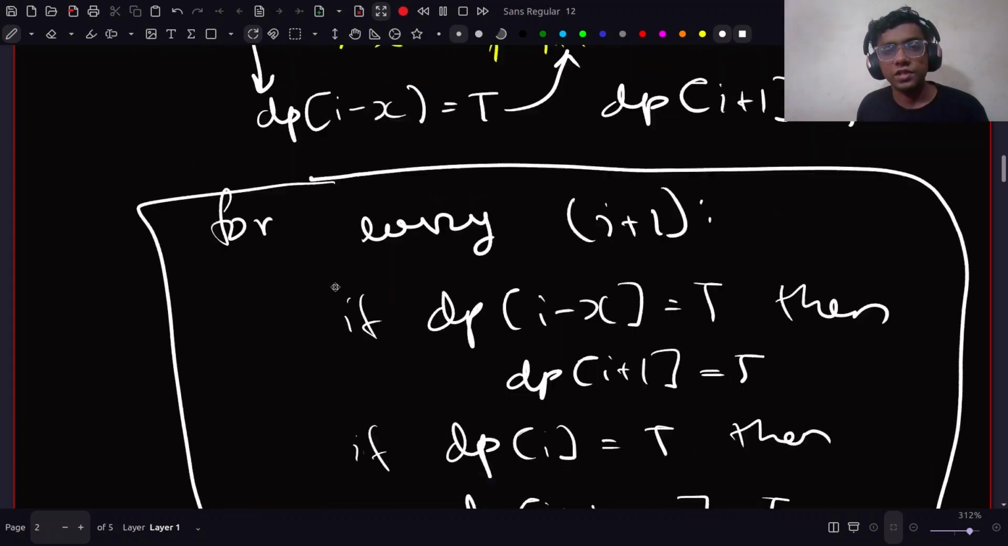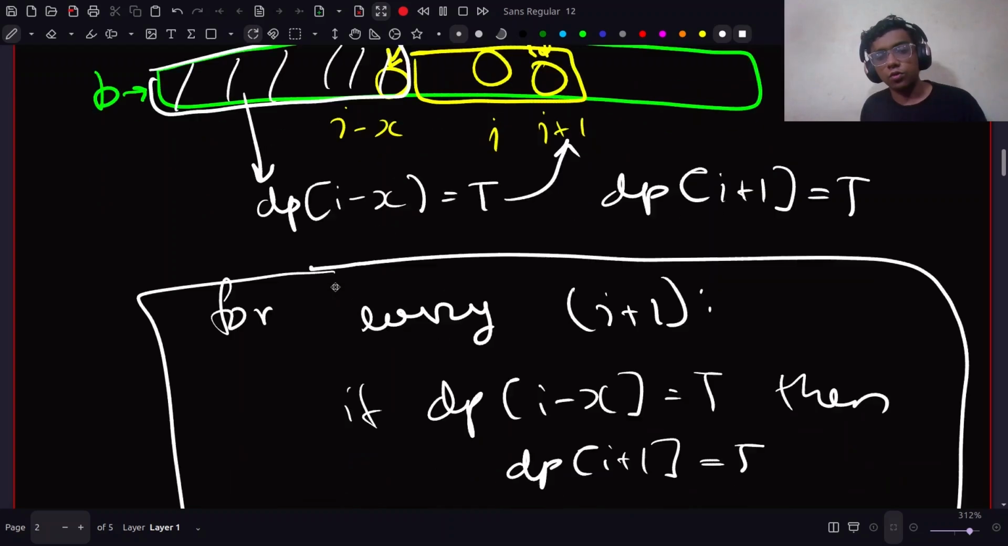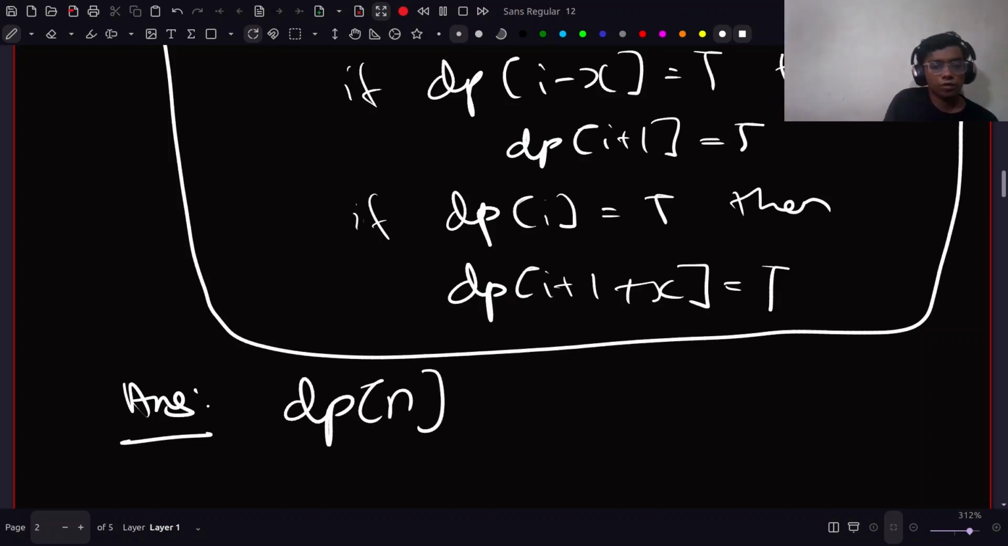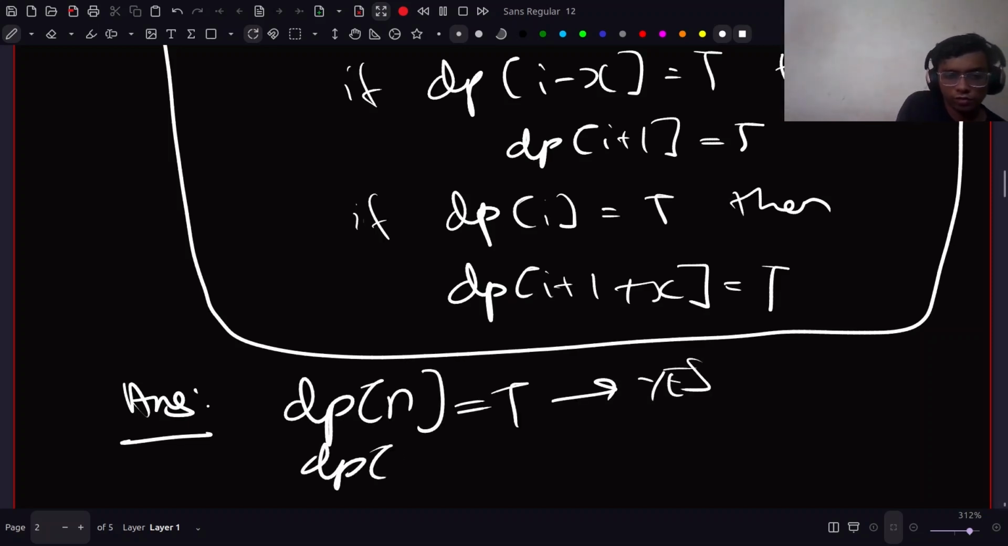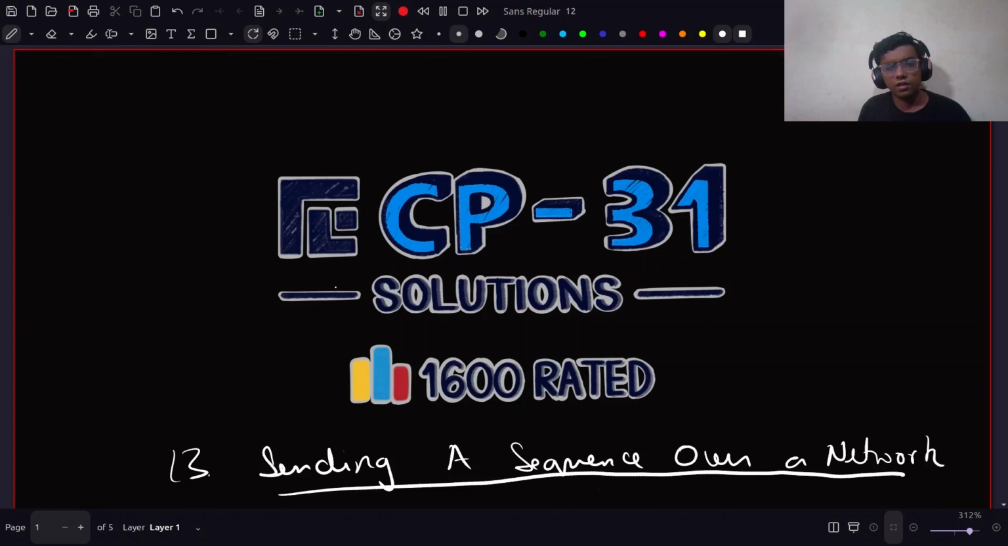So our dp state basically says, does the prefix up to I, can it be split into valid chunks or not? And then we can do this transition. So what will be our final answer? Our final answer will be dp of n. If dp of n is equal to true, then our answer is yes. If dp of n is equal to false, our answer is no. So pretty straightforward dp question, I think, especially for a 1600.